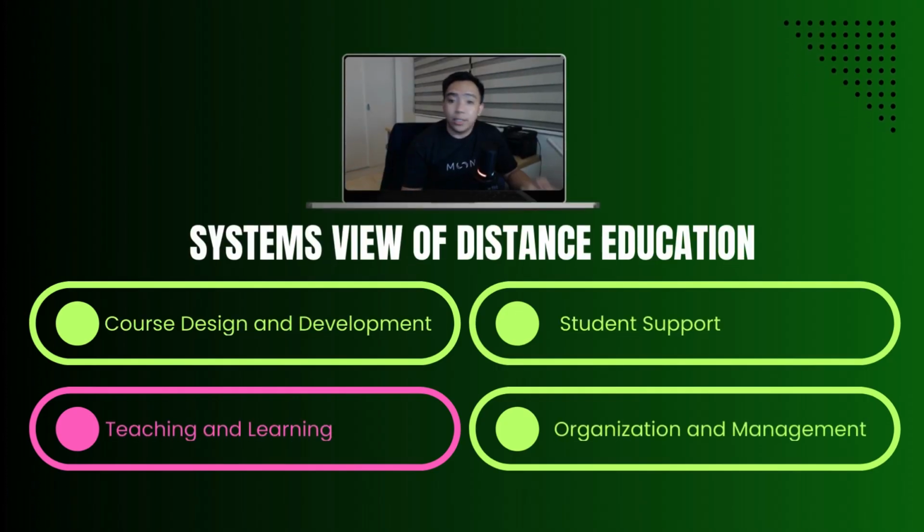Now, we know there are 4 subsystems in the systems view of distance education. The first is the course design and development, which was the last module. The second, this one, is the teaching and learning subsystem. The third, which we will cover in the following weeks, is student support. And the fourth is the organization and management. These 4 subsystems are essentially linked together and do not work in isolation. According to Bose, this could be described as interdependent.